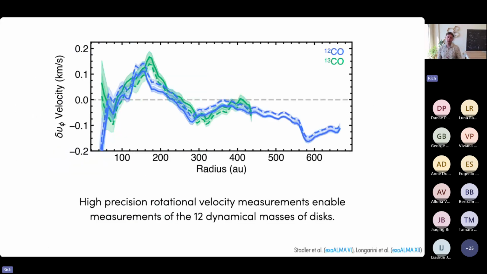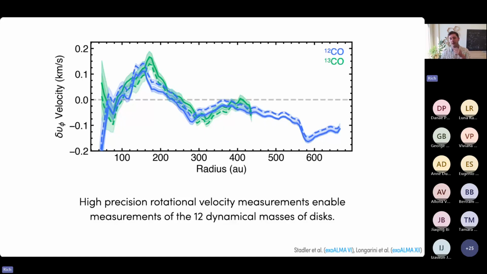And so this is what Joe Stadler and Cristiano Longarini set out to do. Joe was in charge of measuring the rotation profiles in these disks, and I'll talk a little bit about them later on. And then Cristiano was interpreting them along with the thermal structures that Maria obtained in order to try and derive constraints on the dynamical mass of these disks.